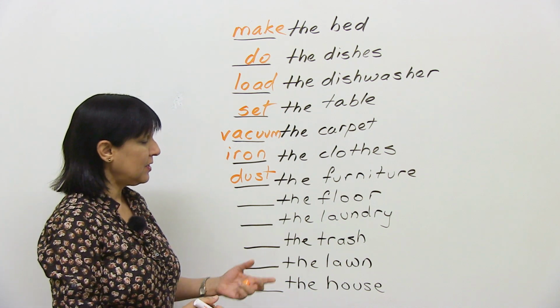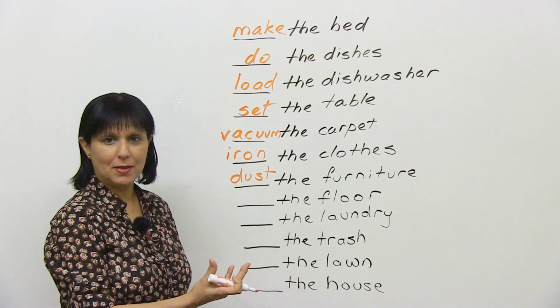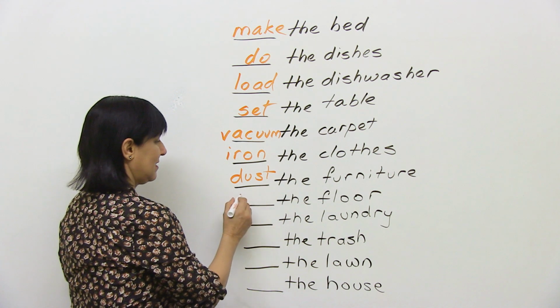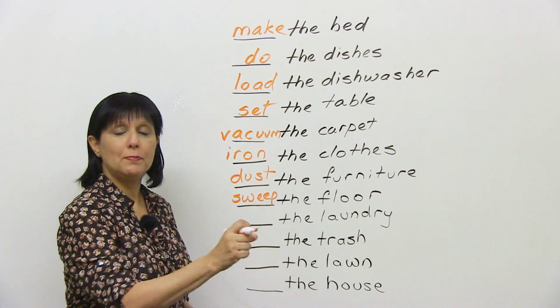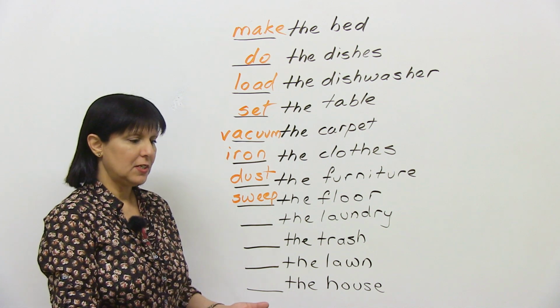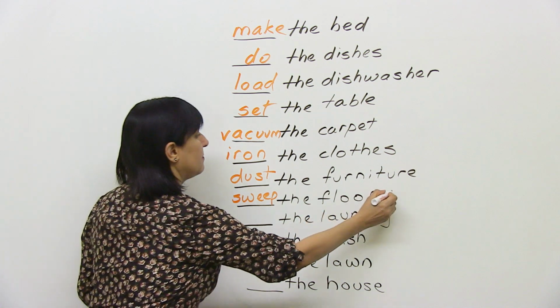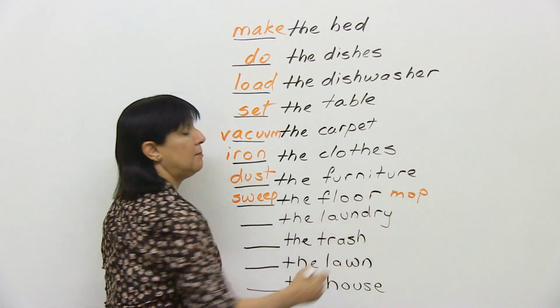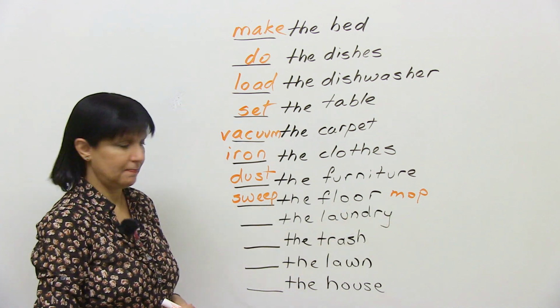Next, how do you clean the floor? What verb can you use to describe that? So, you could say, I need to sweep the floor with a broom, sweep the floor. And if you're cleaning the floor with something wet, then we say, I need to mop the floor, okay? That's if it's wet, this is if it's dry.